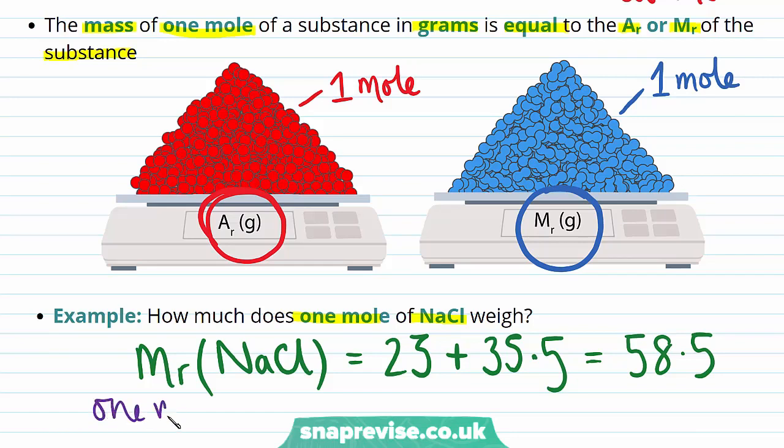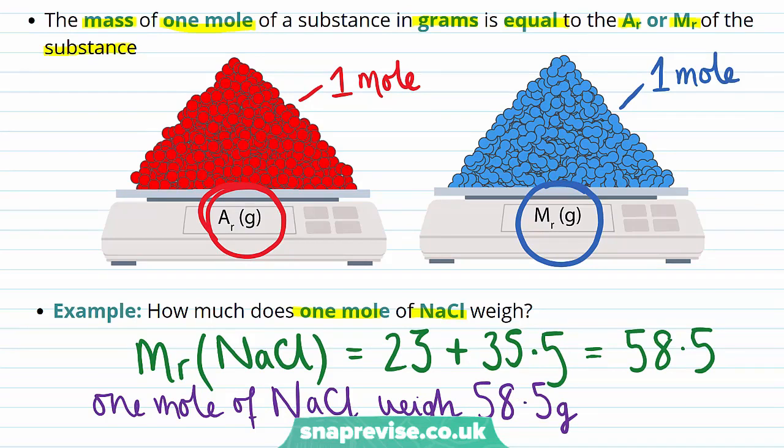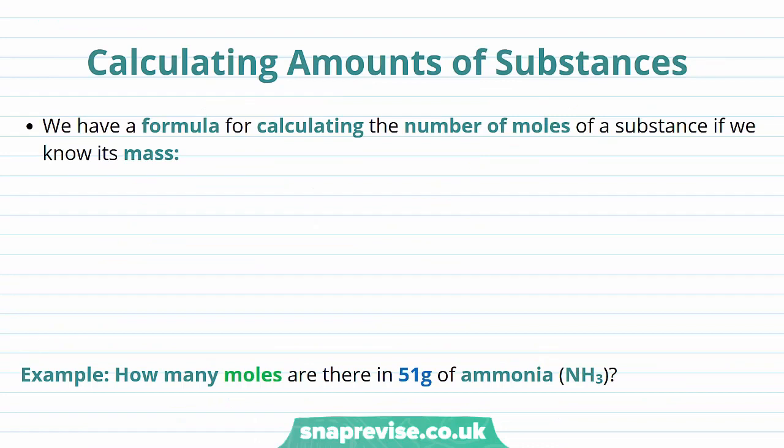So we can say that 1 mole of NaCl, or sodium chloride, will weigh 58.5 grams, which is exactly equivalent to saying that 6.02 times 10 to the 23 sodium chloride particles would weigh 58.5 grams. This gives you an idea of how light atoms and molecules are, and that it takes so many just to weigh a few grams. We've just seen that the mass of a mole of a substance in grams is equal to the relative atomic mass or relative formula mass of that substance.